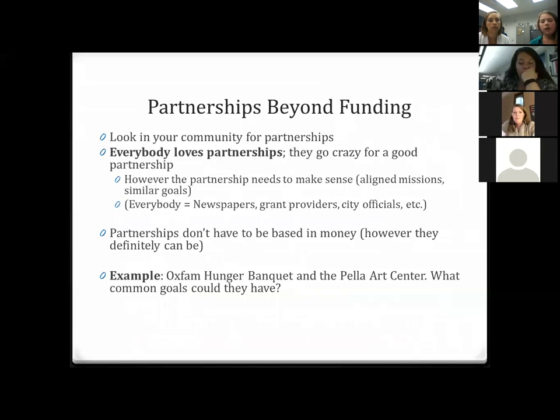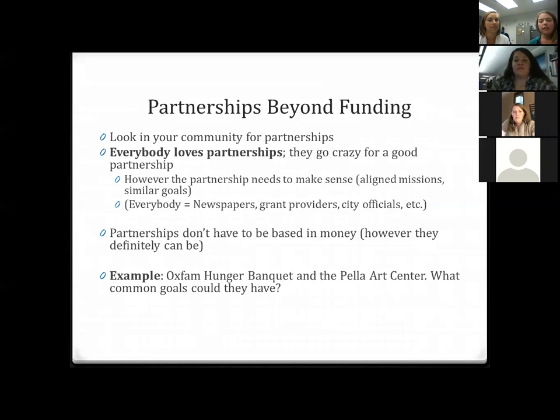Then we also want to talk about partnerships in general with the community. Definitely look out into your community for those partnerships. Everyone loves partnerships. And when I say everyone, I'm talking about grant providers and city officials and other organizations and the newspapers, and they make your event a little more enticing. However, those partnerships need to make sense. They have to have aligned missions or similar goals.